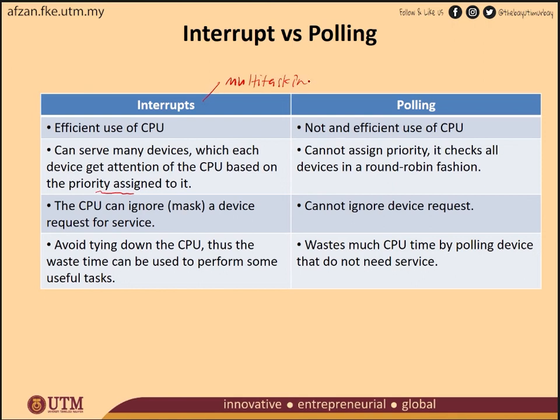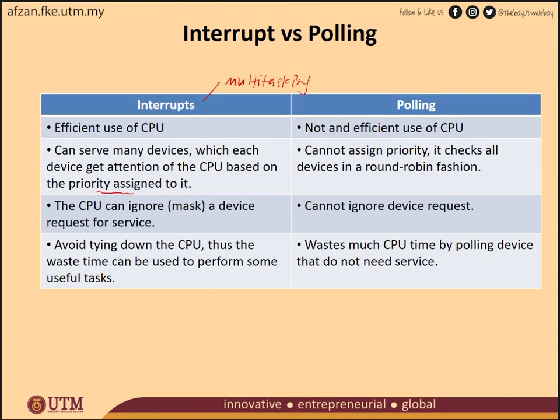Multitasking. While for polling, you cannot assign priority, it checks all the devices in round robin fashion. As I said earlier, it will do the task by finishing the first task and then followed by the second task, third task, fourth, and so on. So that's what we call a round robin.